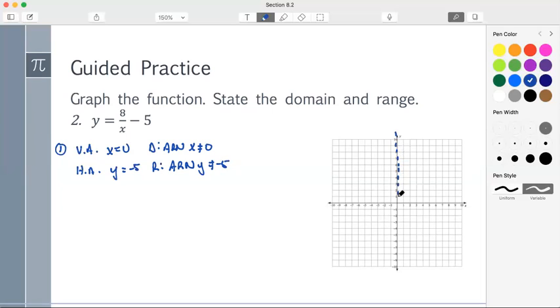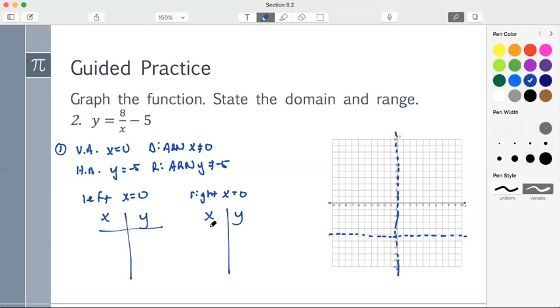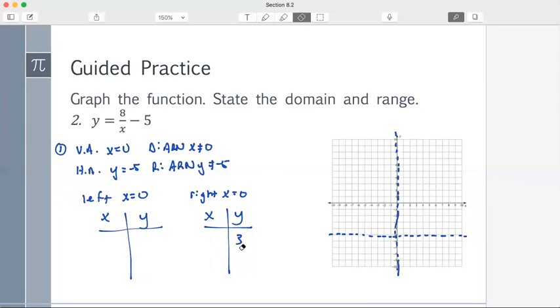Let's plot those asymptotes so we know what points to pick. Okay, so we want left of x equals 0, and we want right of x equals 0. So we have x and we have y. All right, so let's see what we picked here. I think I picked, on the right, 4 and I got 3, and I picked 2 and I got 1. Oops, I'm sorry, I might have done that wrong. Let me fix it real quick.